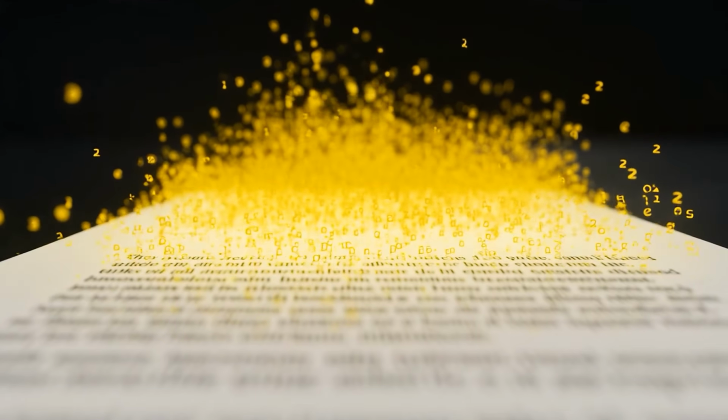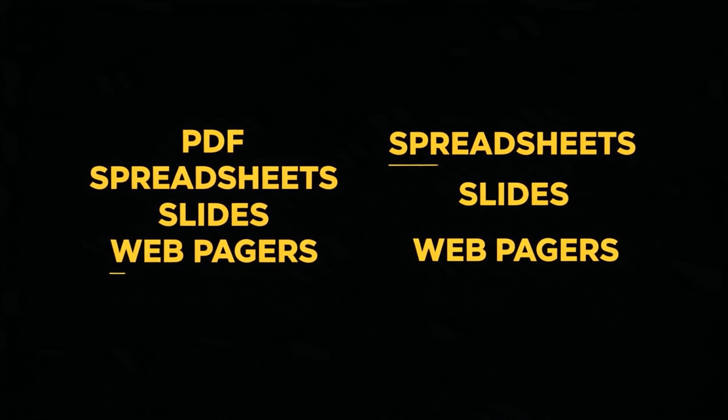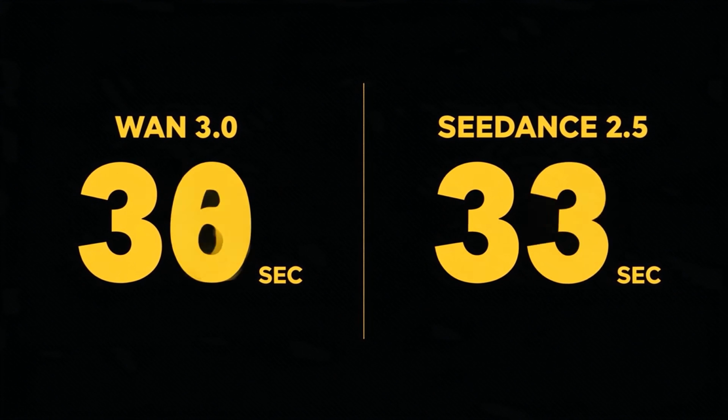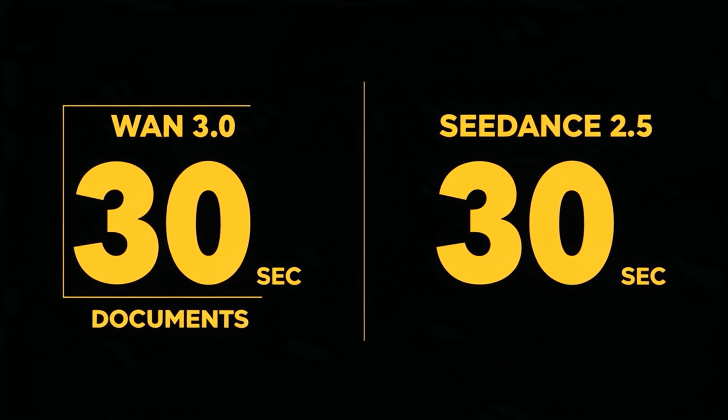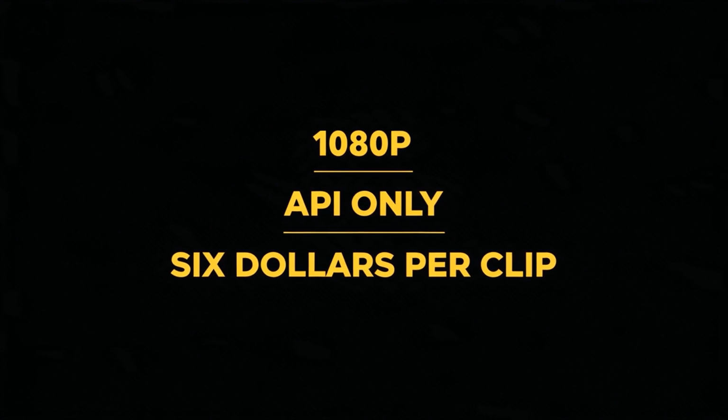Alibaba just put Wan 3.0 into public beta, and it takes a PDF as an input, not a prompt describing your document, the actual file. Spreadsheets, slides, and live web pages work too. It reads them and generates 30 seconds of video in one pass. Seedance 2.5 already does 30 seconds, so the document input is the real story here. It is 1080p API only and around $6 a clip. And I think that's the biggest shift here.